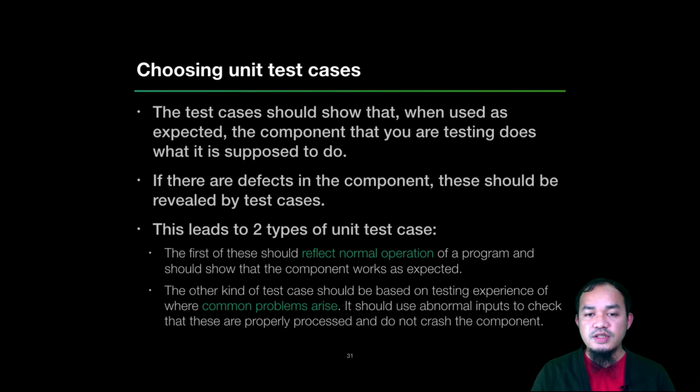The main point of a unit test case is to reflect normal operation. This is the normal thing. We want to test whether the operation is working well or not. Okay, and the second is that common problems arise, meaning that when we test, we want to find the errors inside the application. Okay, this is the main point of unit test cases. The first is to reflect normal operation.